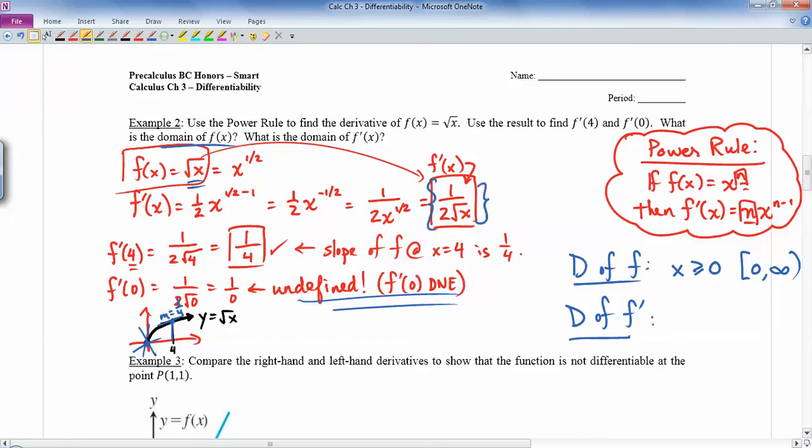Here's f prime. And the domain of that is, I've got a square root, so it's still x is greater than or equal to 0, but since it's in the denominator, I can't have the equals 0 part. It's only bigger than 0. So that would be this. So the idea here is, notice that the domain of f and the domain of f prime are not actually the same. The domain of f prime is always going to be the same as f's, or missing something from f. But it's never going to be bigger than f itself. Okay, so let's go on to the next part, number 3.